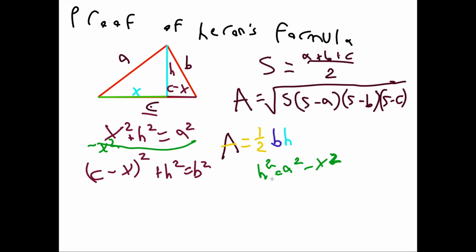Now let's substitute h squared into this equation. So h squared is equal to a squared minus x squared. So we can just put that in, right?